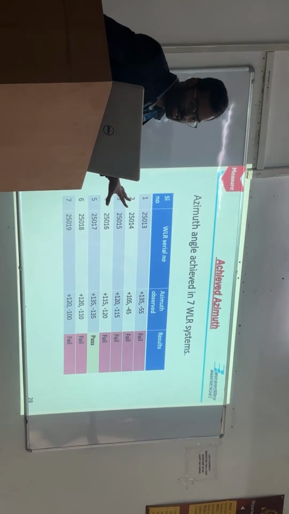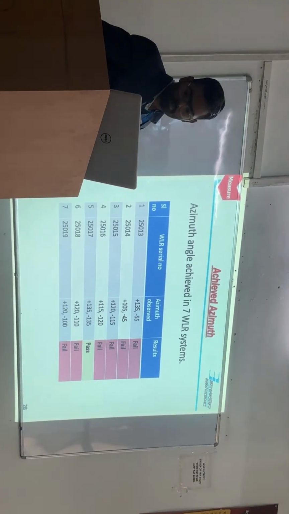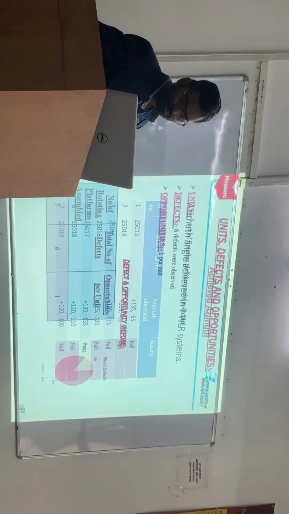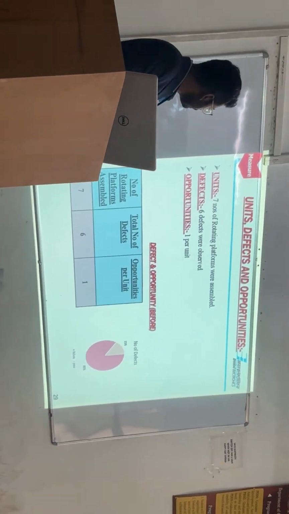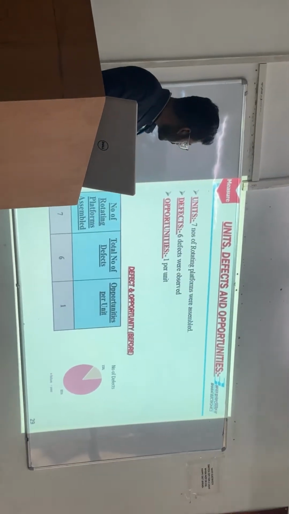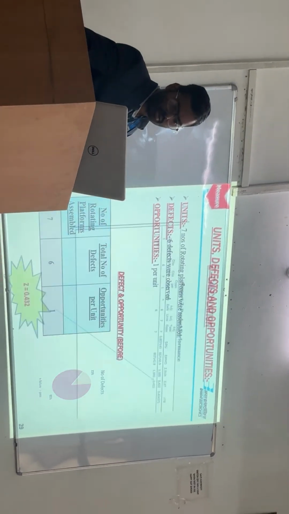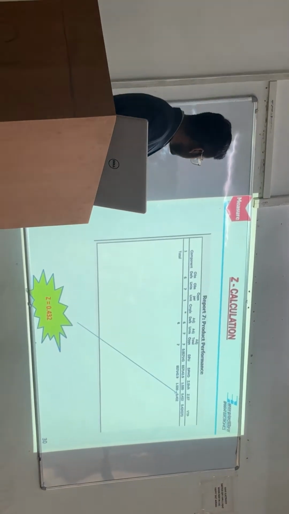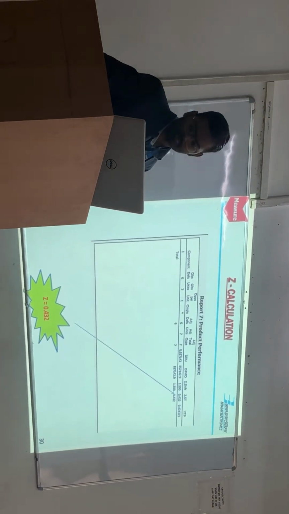So this is the data collected for the initial 7 systems. Based on that, the defect opportunity table has been drawn with the opportunity being the vehicle rotating platform assembly. And the Z value has been calculated and it was found to be 0.43.